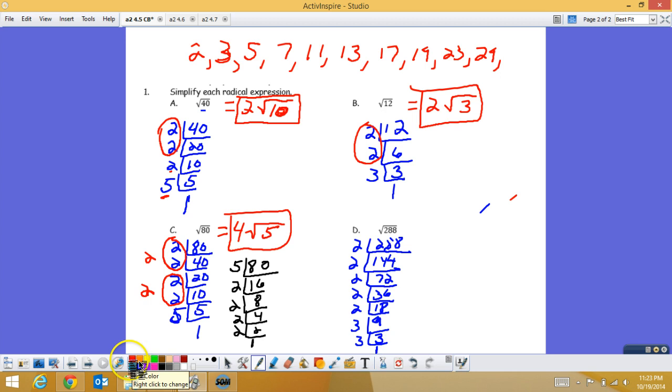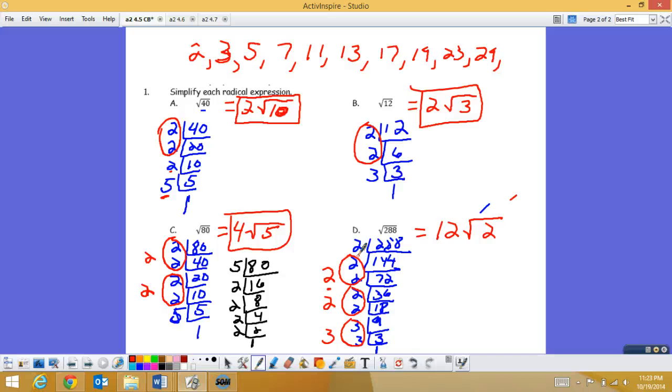So then I'm looking for all of the pairs. I have a pair of 3's, a pair of 2's, and another pair of 2's. So what do I bring outside for each of those pairs? For this pair I bring out a 2. For this pair I bring out another 2. And for this pair I bring out a 3. And I multiply those. 2 times 2 times 3 is 12. And then what's left over inside is the number that's not a part of a pair.